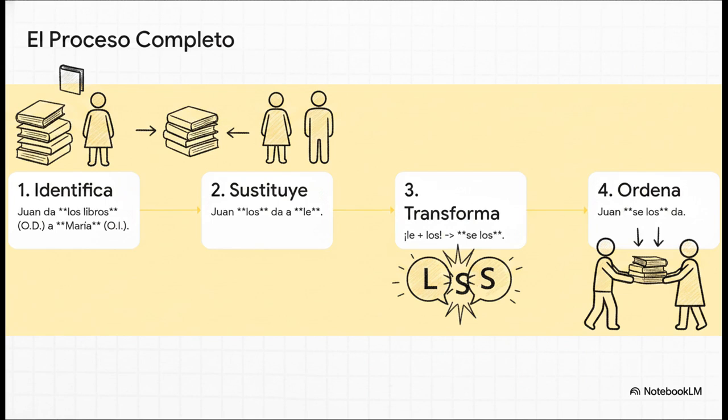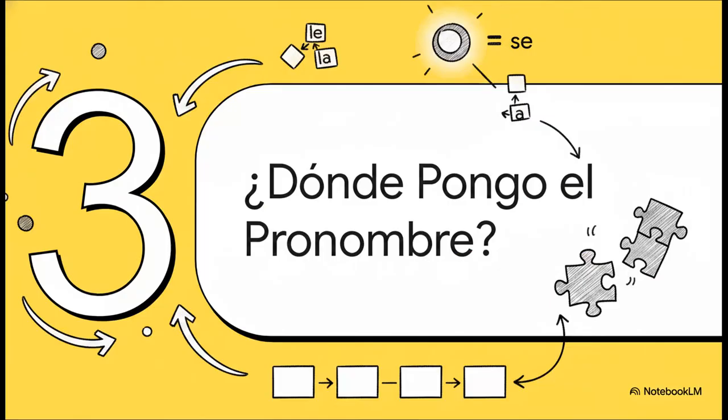So, on to step 3, transform. The le sees that los coming and poof, it becomes se. And finally, step 4, we put it all in the right order. What do we get? Juan se los da. Juan gives them to her. Perfect. Okay, so we know what the pronouns are, and we know the magic se rule.